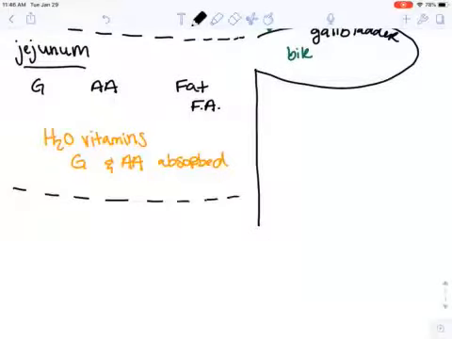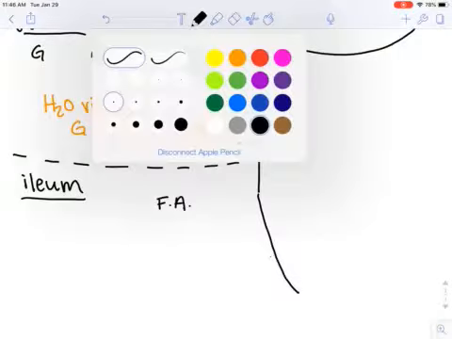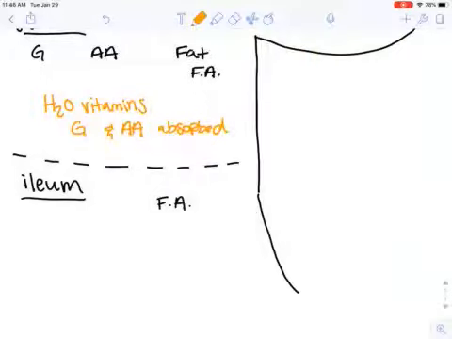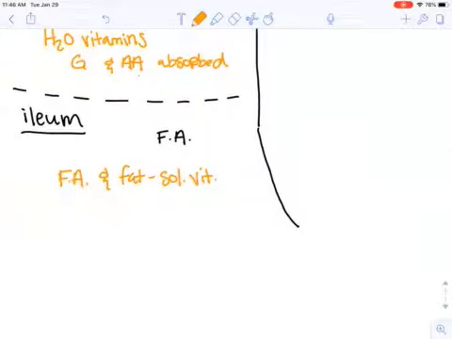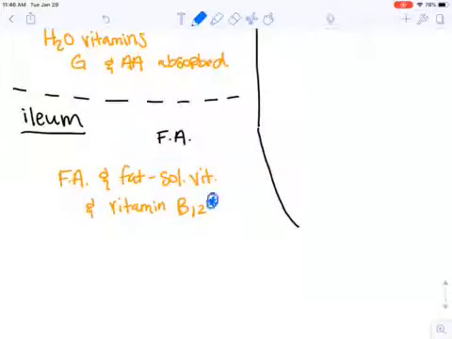Finally, we have the ileum, which is our last part of the small intestine. And this is really going to be able to allow us to have that fatty acid fully broken down from the large molecule of lipids. And all we're doing now is absorption. So we're going to absorb fatty acids and our fat-soluble vitamins, which is going to be vitamins A, D, E, and K. And we have that one outlier, that vitamin B12 that's absorbed in the ileum, and this is due to that intrinsic factor that we use in the stomach.